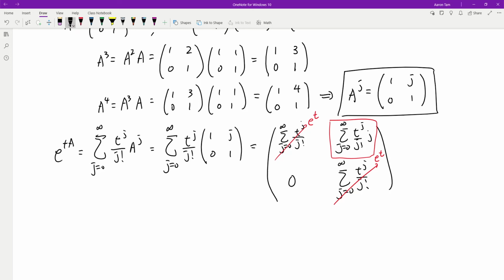So what I'm going to do is pull it out and just take a look at it right here by itself. So that will be the summation j from 0 to infinity, t to the j over j factorial times j. So clearly what happened is that the j would cancel the j factorial on the bottom and therefore result in j minus 1 factorial on the bottom. So that's what this becomes.